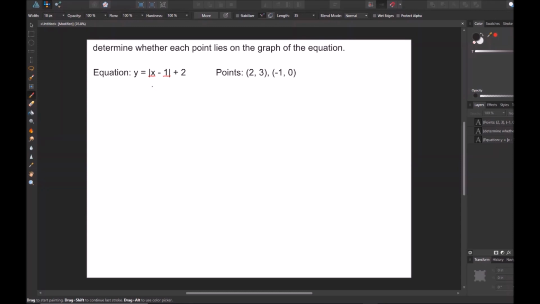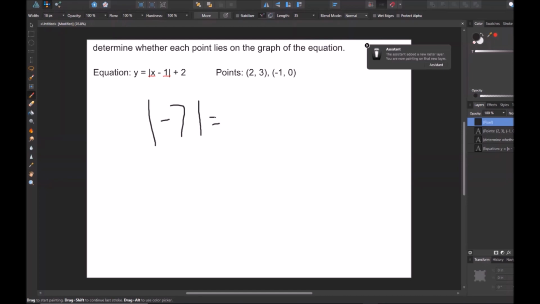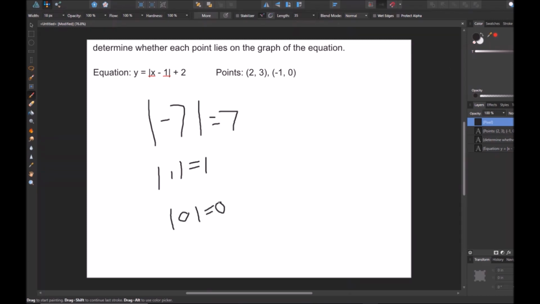So the first thing you're going to want to realize is that when you have an absolute value, anything that's in between these two absolute value signs, when you evaluate it using the absolute value, it will be positive. So the absolute value of -7, for example, is just 7. The absolute value of 1 is just 1. And the absolute value of 0 is just 0. So knowing that, let's solve this and see if any of these points satisfy this equation.